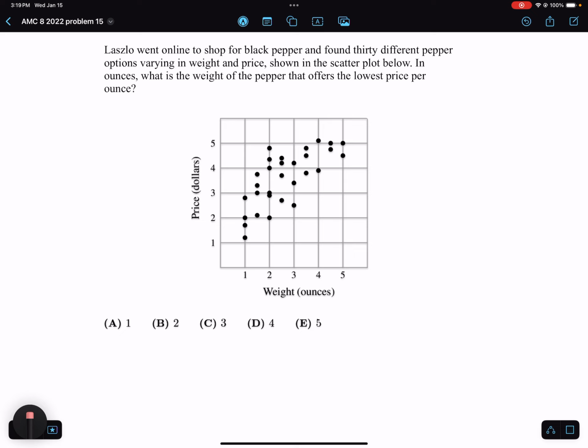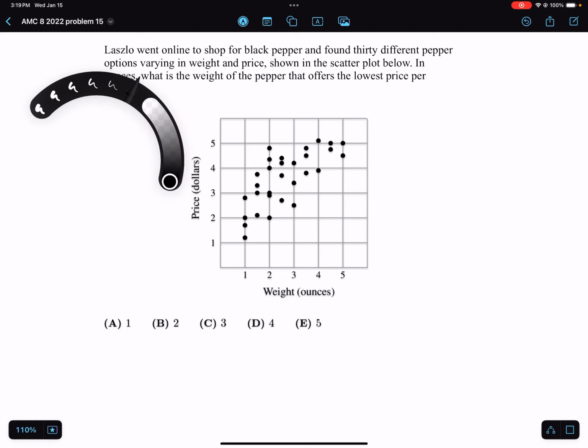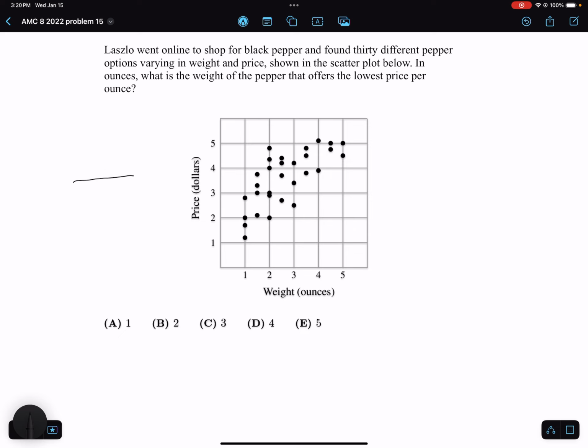That means we can write this price per ounce as a fraction, where the numerator is going to be the price, and the denominator is going to be the weight in ounces. And we're trying to find the lowest price per ounce, which means this fraction needs to be as small as possible. So that's the goal of this problem. We want to try to find values for the price in dollars and the weight so that we have the smallest possible price per ounce.